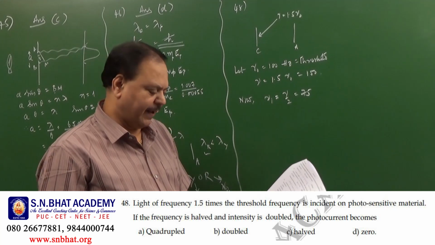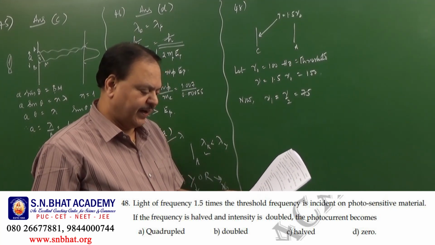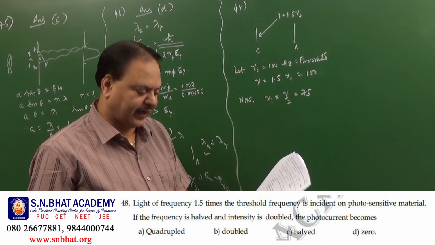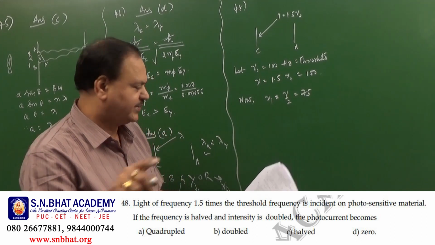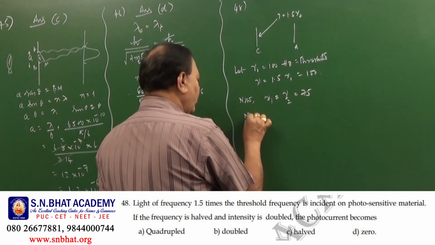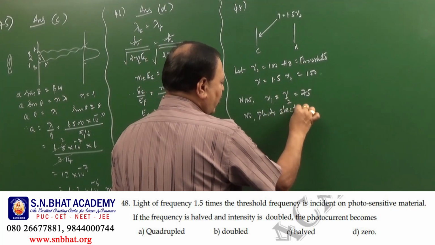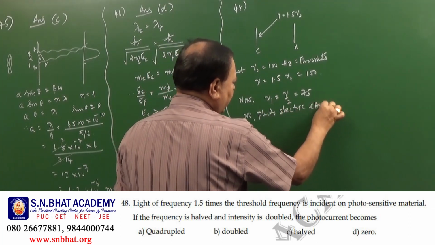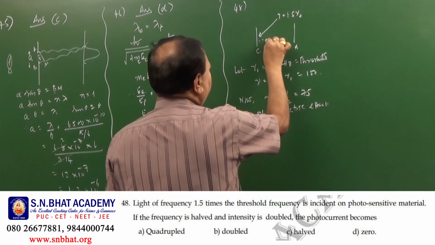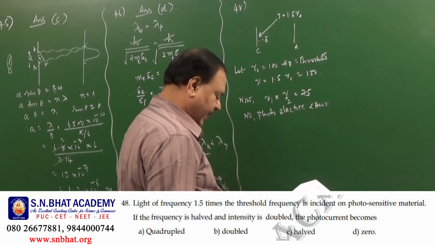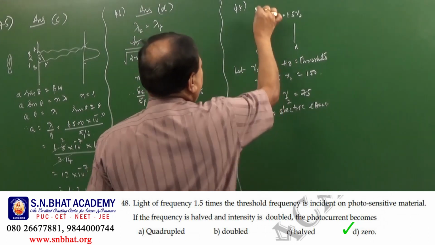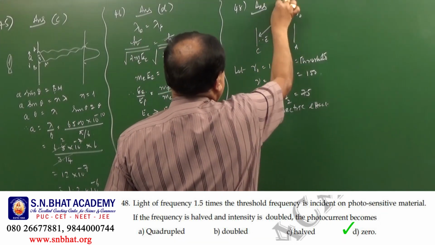He makes the frequency half, then the intensity is doubled, then what is the photoelectric current? Then the photoelectric current becomes zero because no photoelectric effect takes place. Remember well, no photoelectric effect. No photoelectric effect means no electrons are emitted. Therefore the answer for this question is D. Remember well. Okay, D.